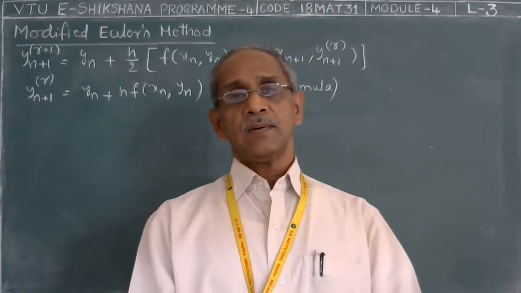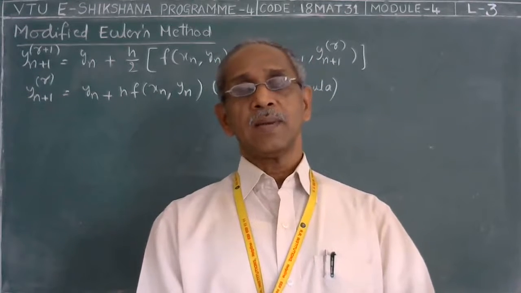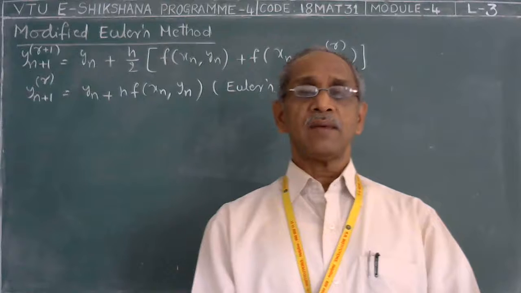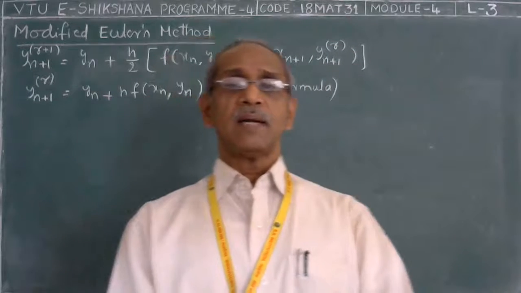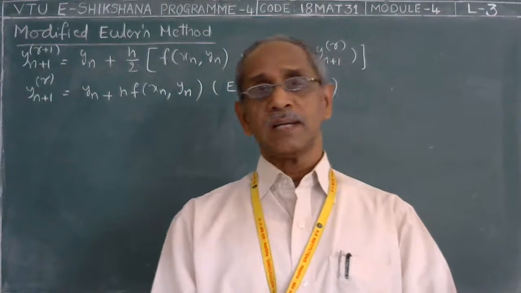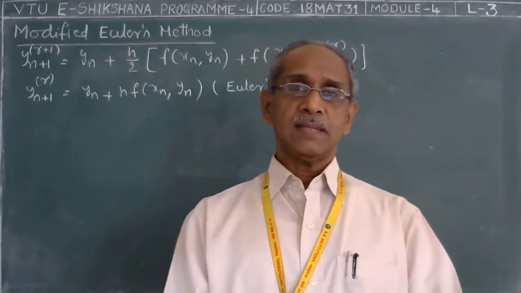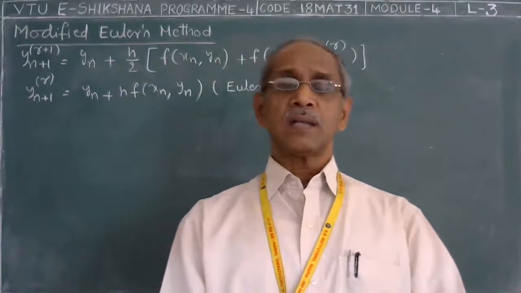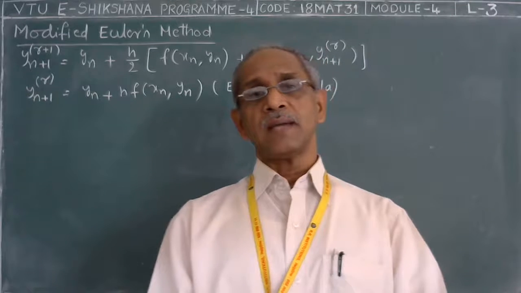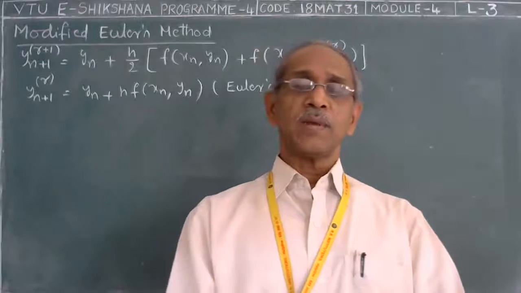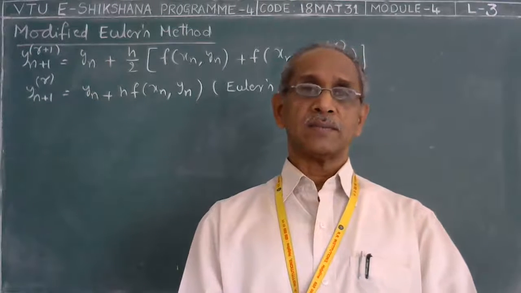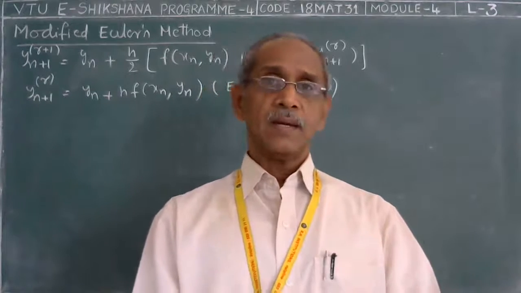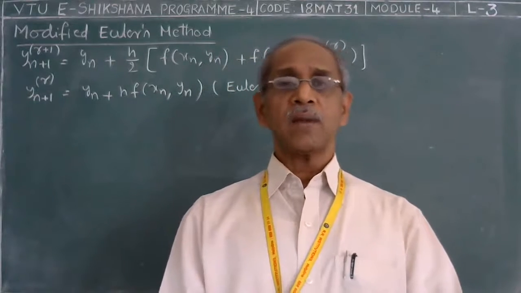In the last class, we discussed Euler's method, modified Euler's method and its geometrical interpretation. And we have seen the advantage of modified Euler's method over Euler's method. Though Euler's method quickly gives the values of y, it accumulates errors in large as we proceed computing values of y for the specified values of x. In your third semester mathematics course, 18 Math 31, you have only modified Euler's method.